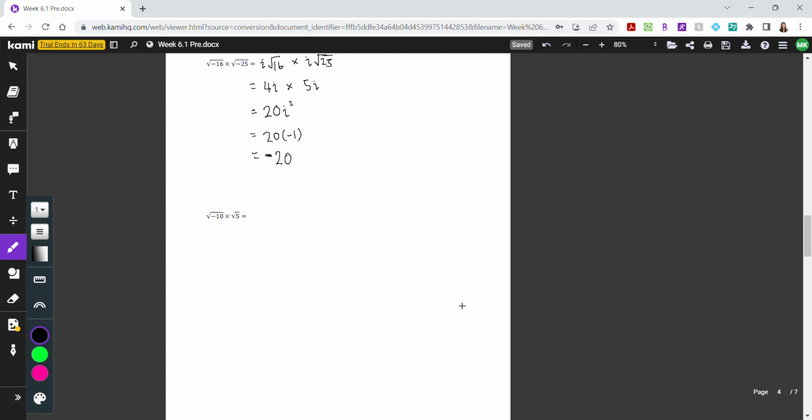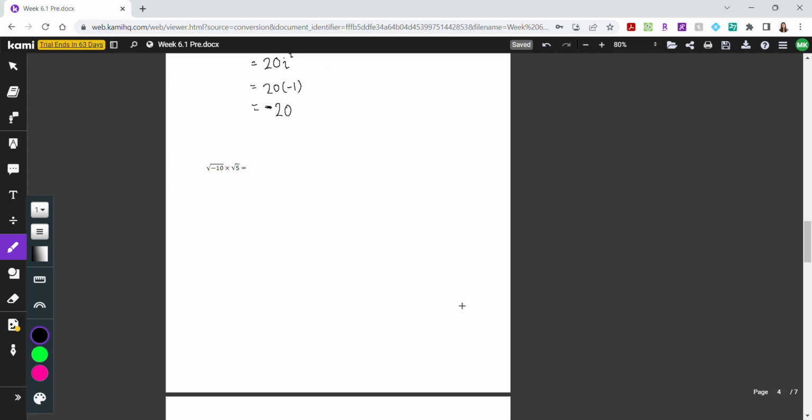Now let's look at the bottom one. So again, if inside the radical sign there is a negative number, take out the negative number and denote it as i. So we have i square root 10 times square root 5. Now I don't need to put an i in front of square root 5 because 5 was a positive number. All right. Now from here, if you remember how to multiply with radicals, we would multiply the numbers inside. So we're going to get i square root 50.